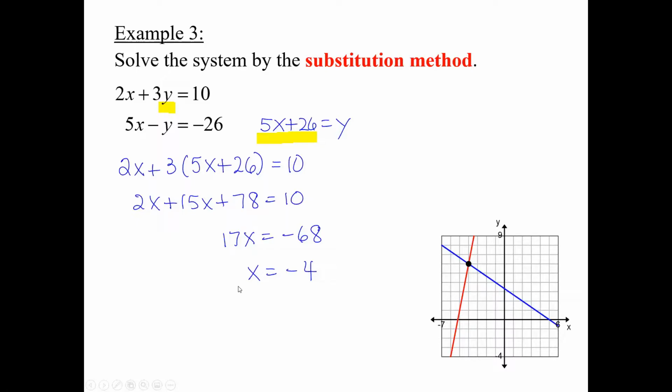Now, after you got the first variable, it's just like what we did on the elimination method. We substitute the -4 into one of these two equations. So they chose to use the second equation, and they're actually using this format right over here. So 5 times the -4 plus 26, y equals 6. That means that these two lines will intersect at the point -4, 6.